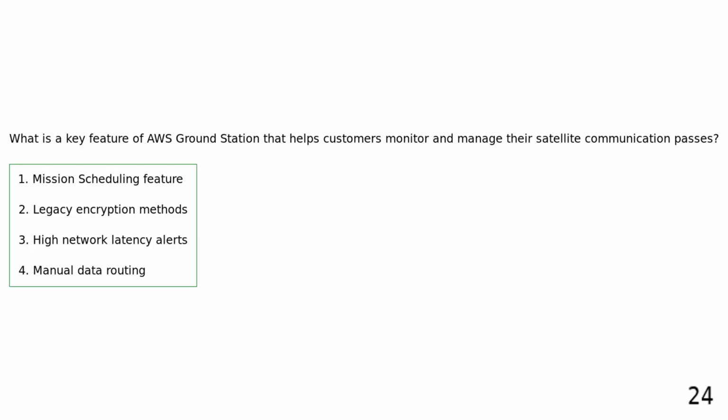What is a key feature of AWS Ground Station that helps customers monitor and manage their satellite communication passes? Mission scheduling feature. Legacy encryption methods. High network latency alerts. Manual data routing.